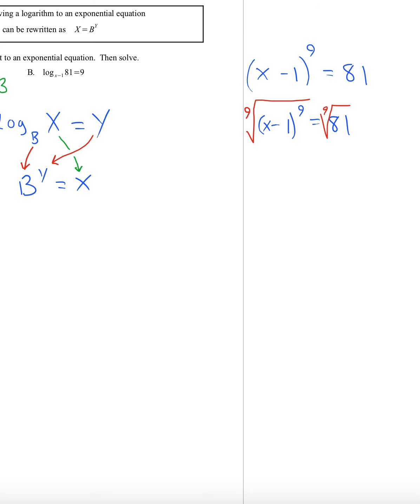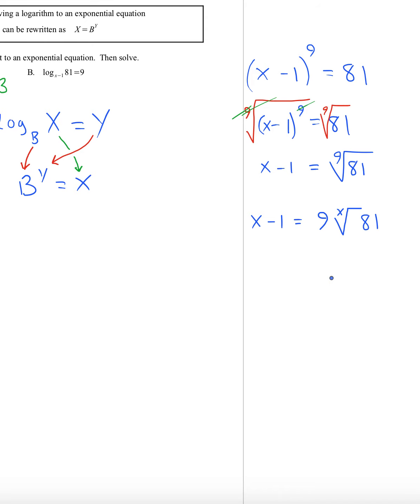Now how do you take the 9th root of 81 on calculator? I mean, on the left side, they'll cancel off here. The 9th root and the power of 9 cancel off. So we get left with x minus 1 on that side. But how do we take a 9th root on a calculator? You could type in 9, n root button, and it would look like that on your TI-30X2S calculator.